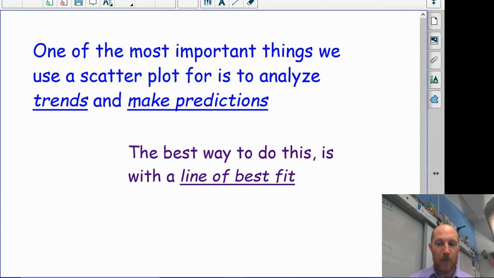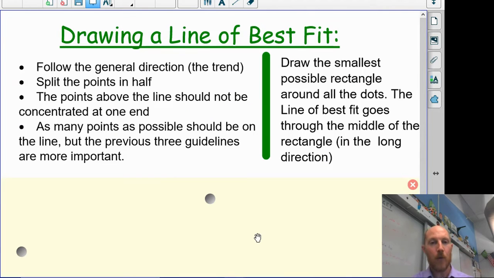So, line of best fit. There are some guidelines for how we're going to draw a line of best fit. We're going to start from a scatter plot. I have two sets of directions here. They both will accomplish the exact same thing. On the right-hand side, I've got some bullet points. I'll look at those first.